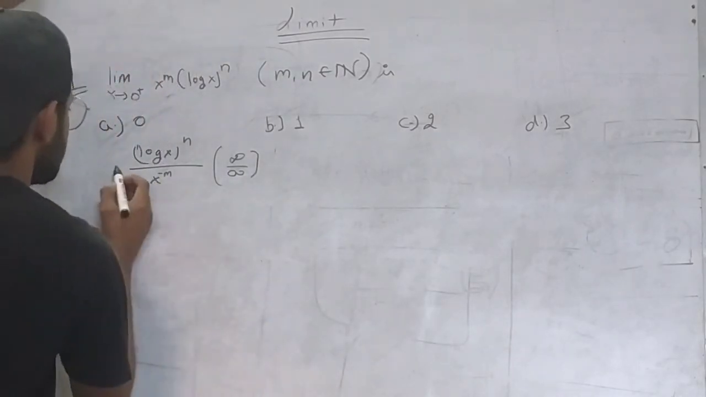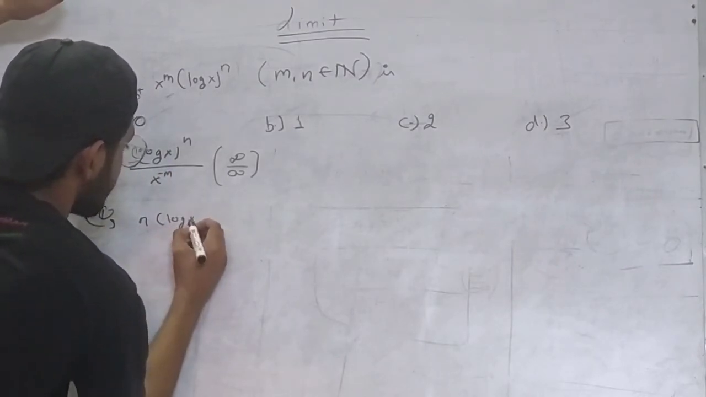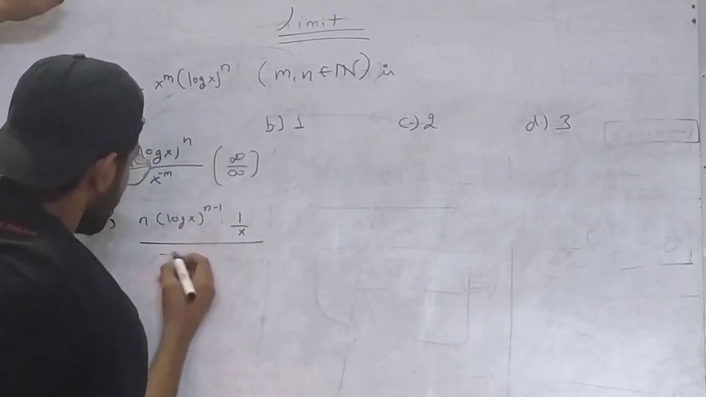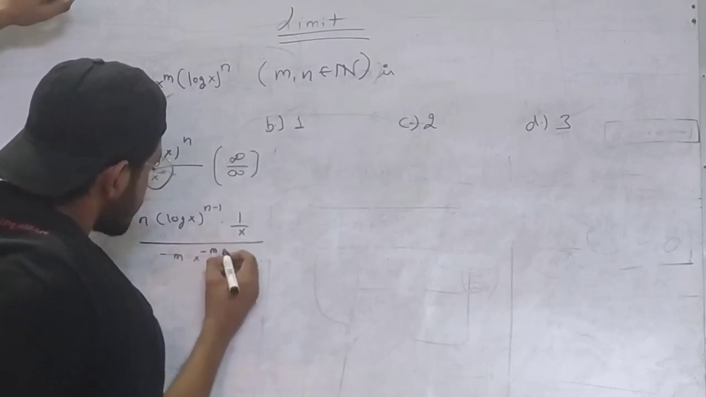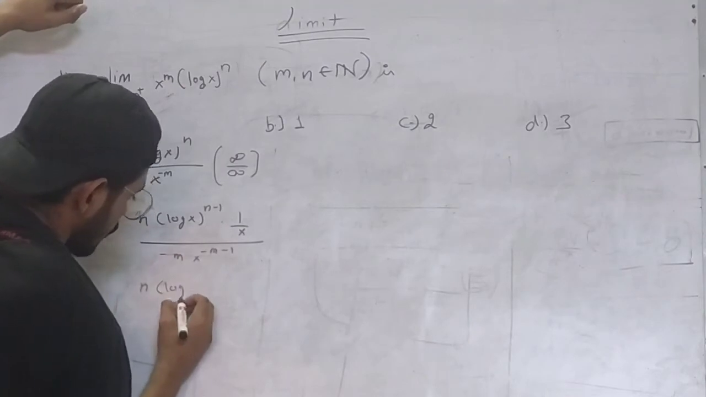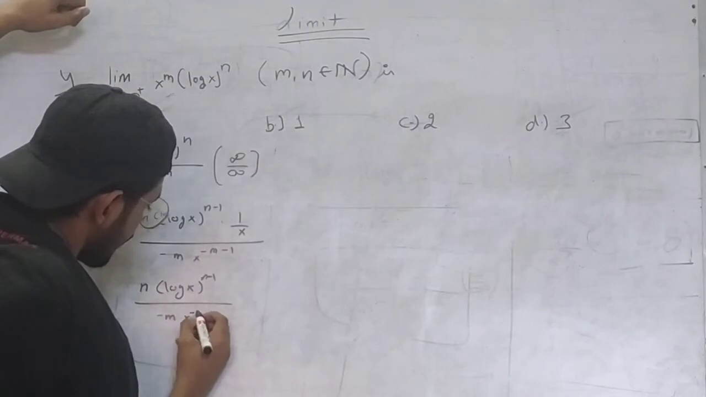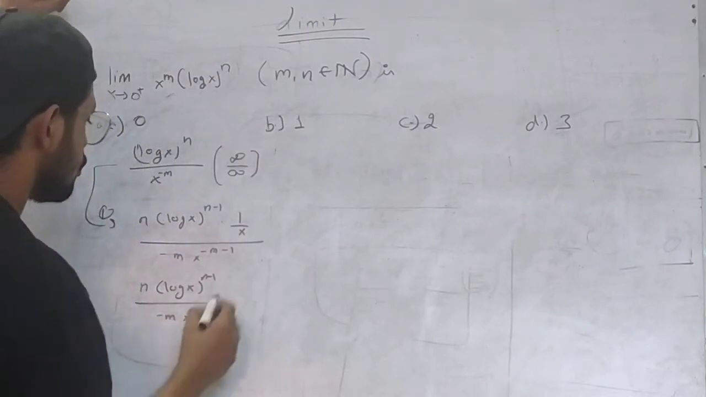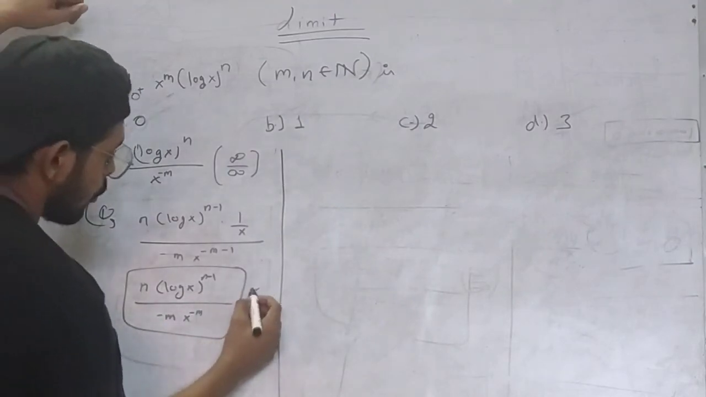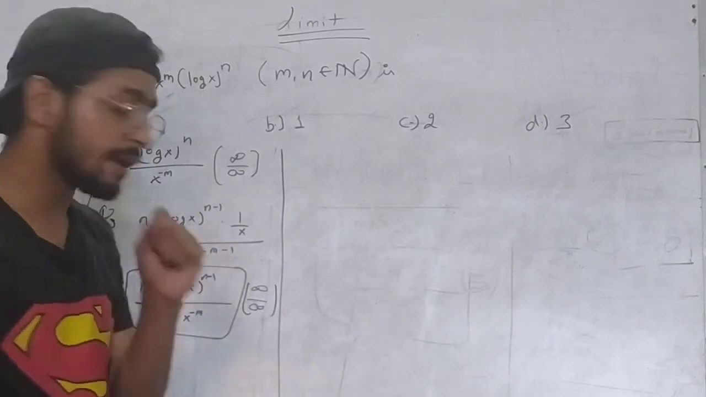So if we differentiate it, it will be n into (log x)^(n-1) into 1 by x upon -m x^(-m-1). If we rewrite it, this will also be in infinity by infinity form. So we have to apply L'Hopital rule again here.